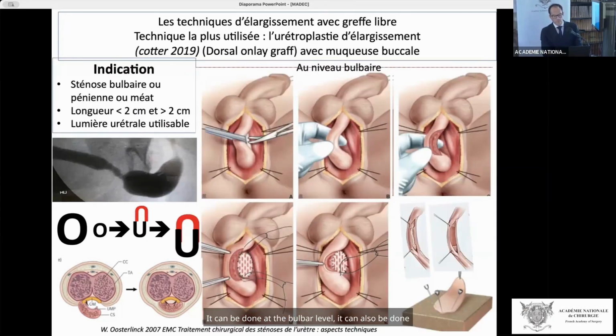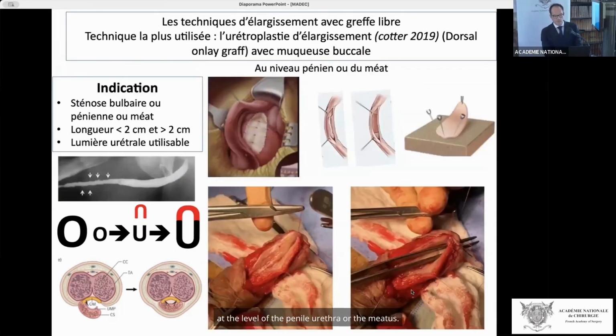It can be done at the bulbar level. It can also be done at the level of the penile urethra or the meatus. Here we have the buccal mucosa, which has been harvested and fixed onto the corpora cavernosa. And then here we have the pathological urethra, which you can see here with its whitish appearance, which is right here. And so this will allow for a good widening of the urethra at this specific point.